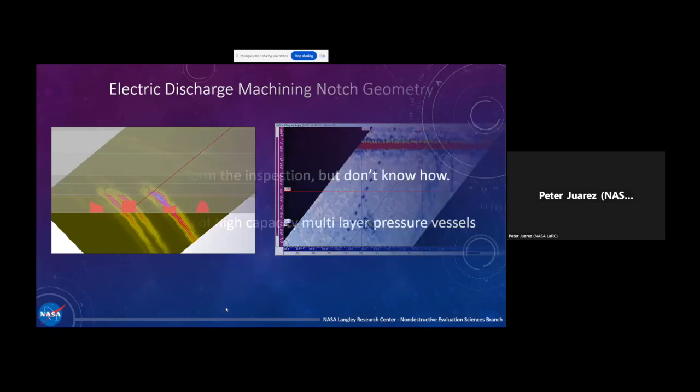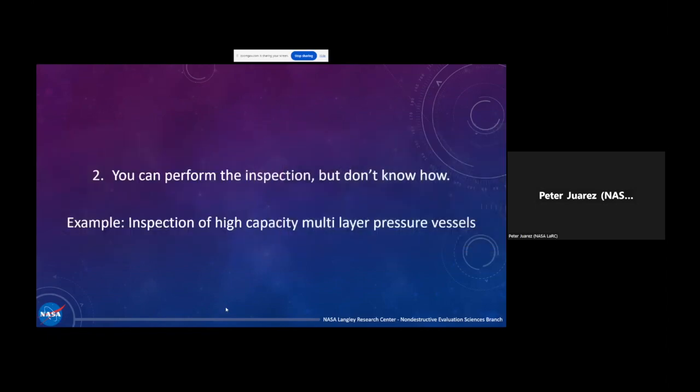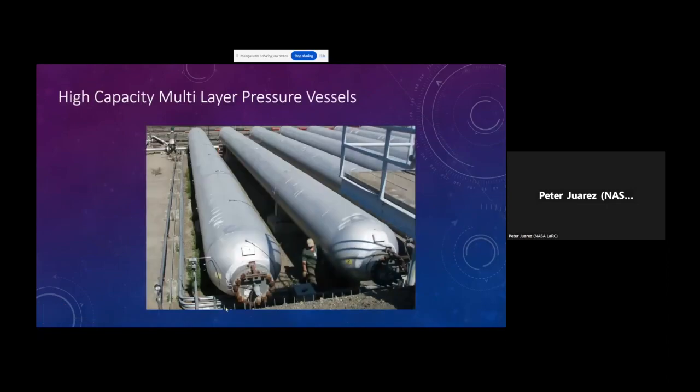So the next scenario is when you can perform the inspection, but you don't know how. The example I'm going to talk about today is inspection of high-capacity multi-layer pressure vessels. Across the NASA agency, we have, I think, about 250 of these types of high-capacity multi-layer pressure vessels that are seen here.